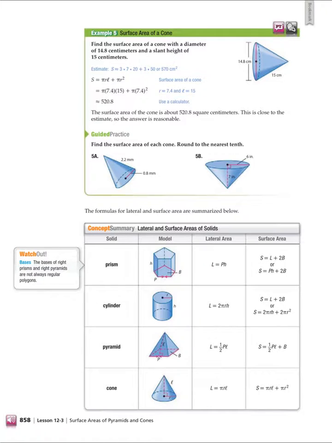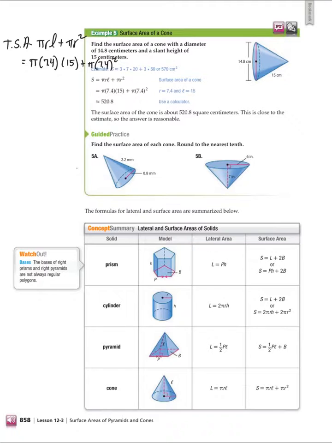Find the surface area of a cone with a diameter of 14.8 centimeters and a slant height of 15 centimeters. Drawing the picture helps so much. And we've got to find the surface area, so when I write my formula for my total surface area, it's going to be the slant height of a cone plus the base of a cone, which is always a circle. Let's see what they've given us. Pi, the radius is going to be 7.4. We can do that in our head. The slant height is 15. And then our pi, again, the radius is 7.4 squared.